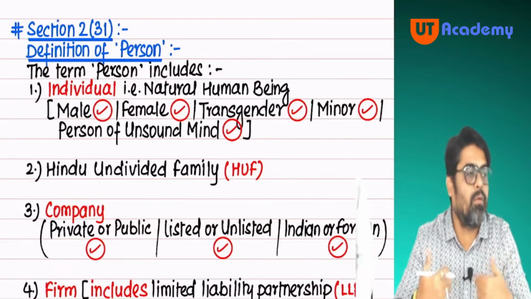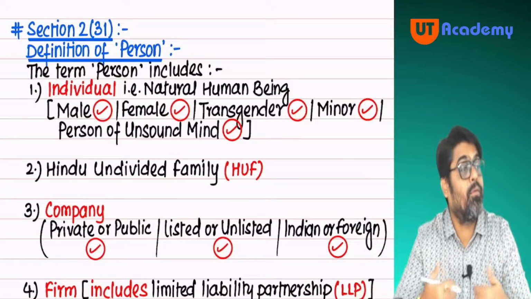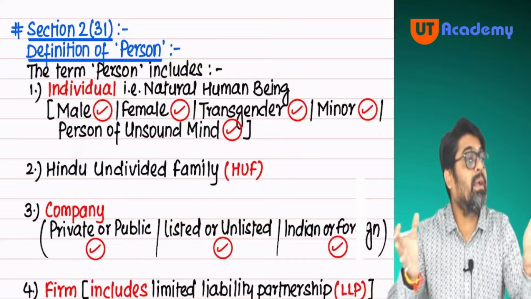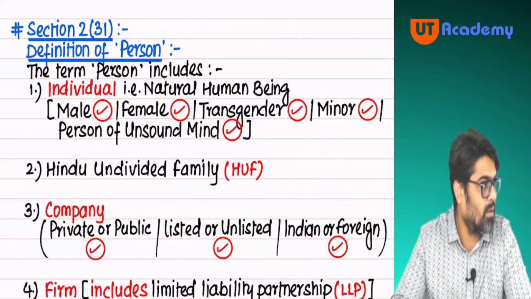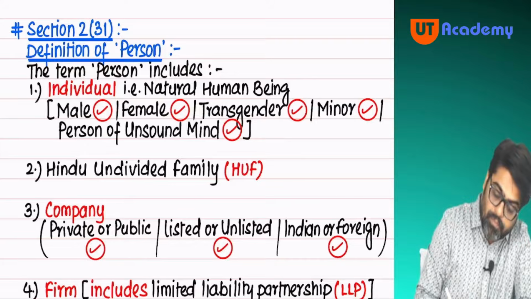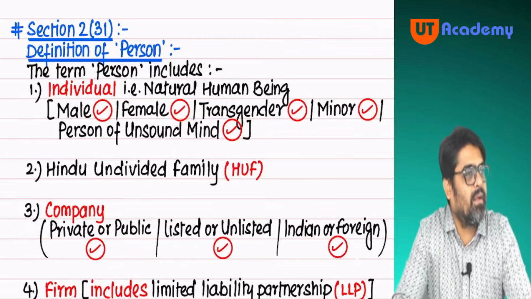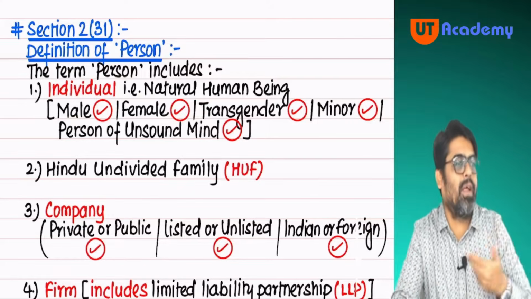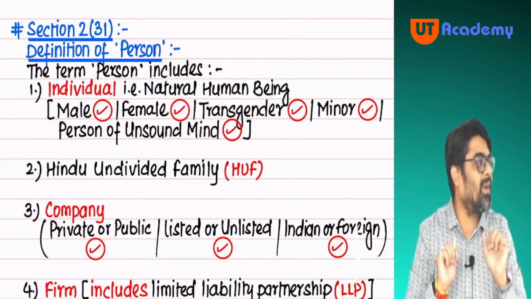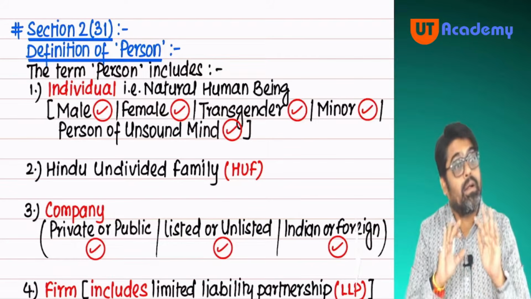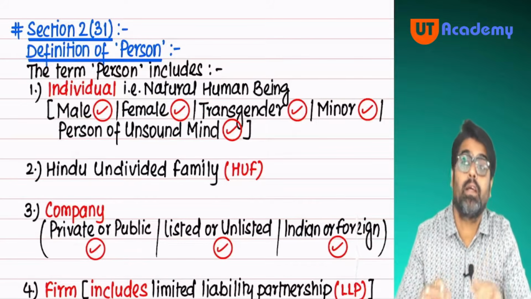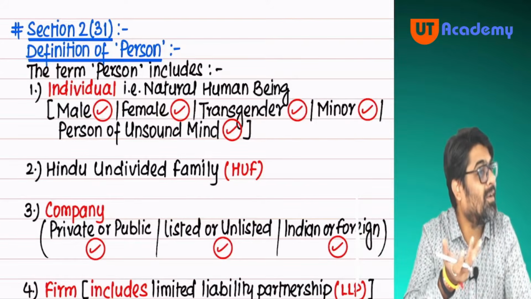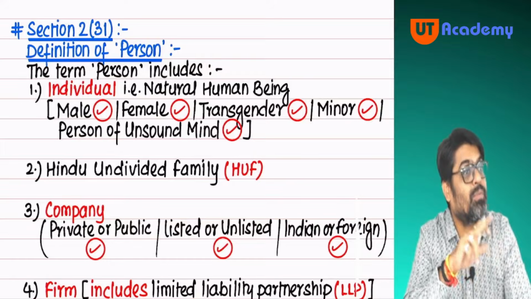See, whenever the lawmakers want to expand the meaning of a term, widen the meaning of the term, then that term is defined in inclusive manner. So, in our general understanding, when someone asks, what is the meaning of person? We will say that you and I, we are person. That is a common understanding of the word person. But under the Income Tax Act, the person does not mean just you and I. The person means what is given in section 2 subsection 31.